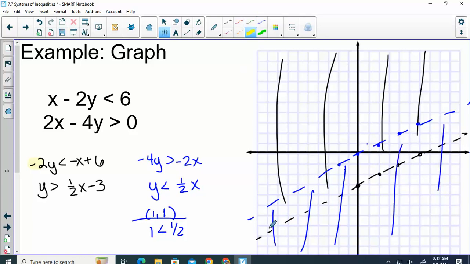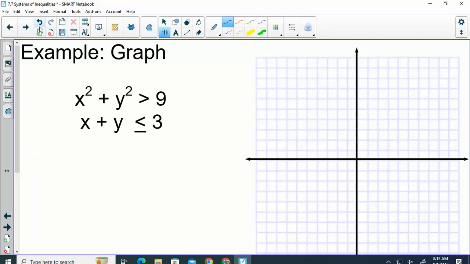So our overlap is in between. We got parallel lines here, everything in between. Is that one okay? Let's throw in a nonlinear one.